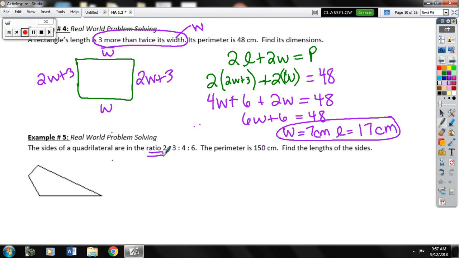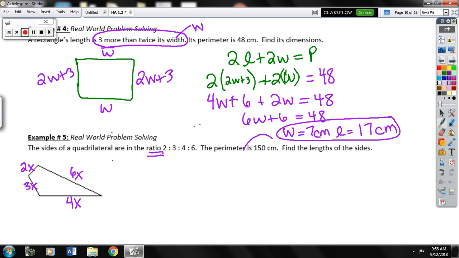So the numbers, if you were to reduce all of them to simplest form, is like 2, 3, 4, and 6. So because we don't know what that constant that we're multiplying by is, you just want to add a variable. So this would be 2x, 3x, 4x, and 6x. All of them are going to be multiplied by a constant number to find out what their side lengths are.